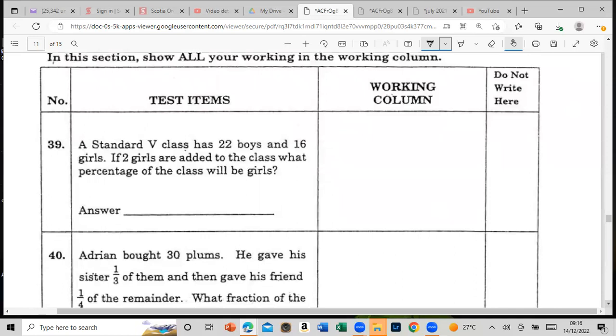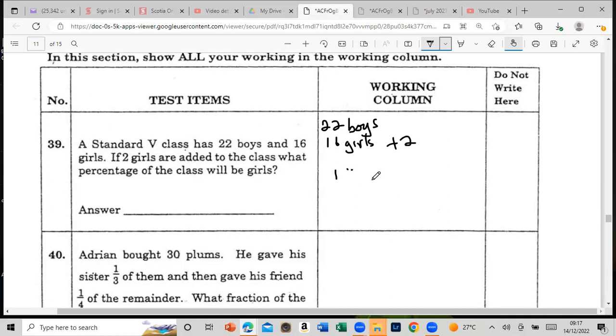Alright. A standard V class has 22 boys and 16 girls. So that's the standard. So let's see what they say now. If 2 girls are added to the class, what percentage will be girls? So 2 is added. So that leaves us with 18. So we have a total now of 18 girls.